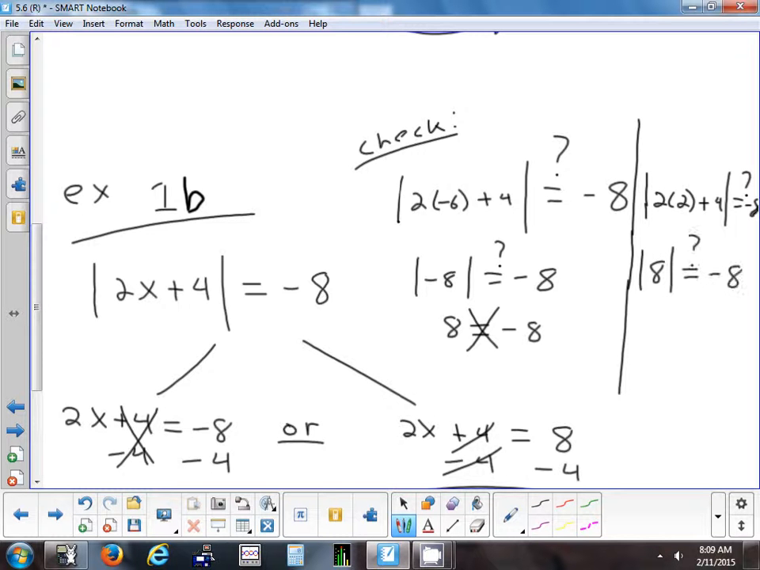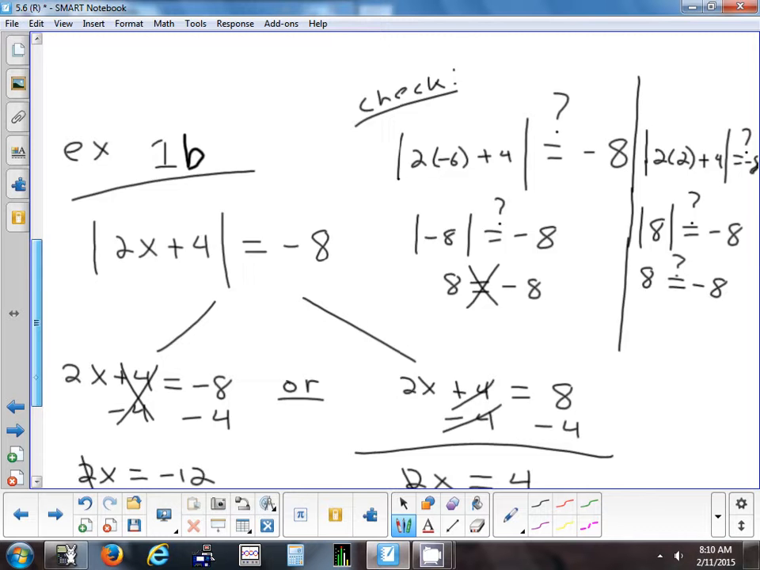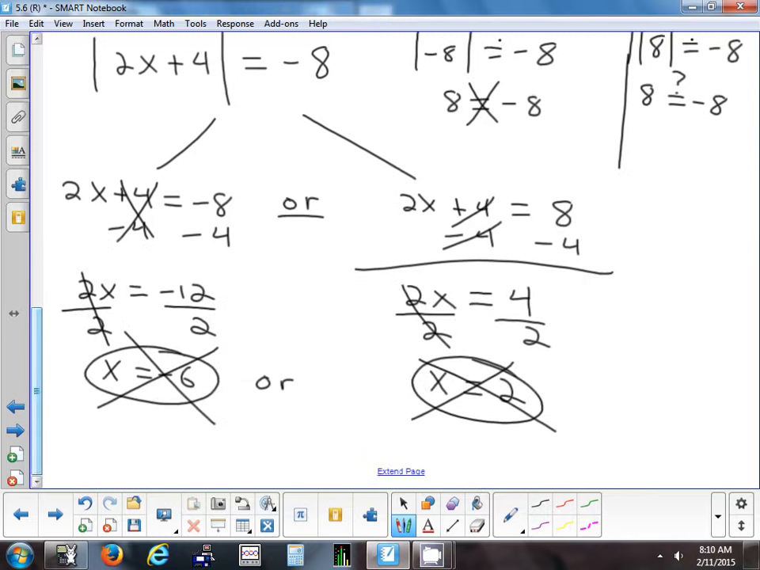And I have a little bit different problem than last time. This time it says, does the absolute value of 8 equal negative 8? Well, no. Absolute value of 8 is 8. Remember, absolute value always comes out positive. So in this case, we get another answer that doesn't work. So what went wrong here?